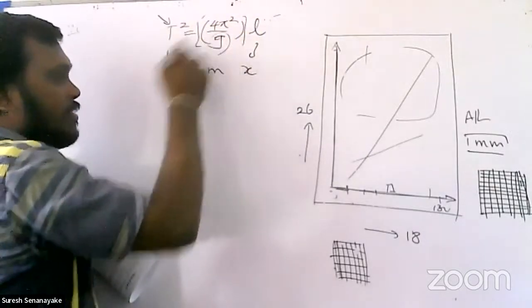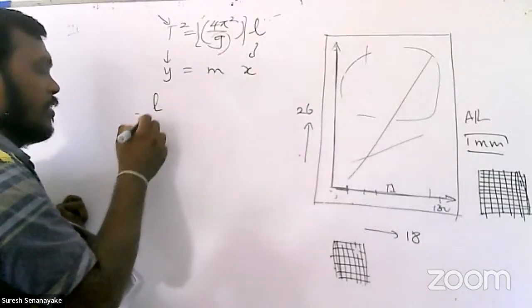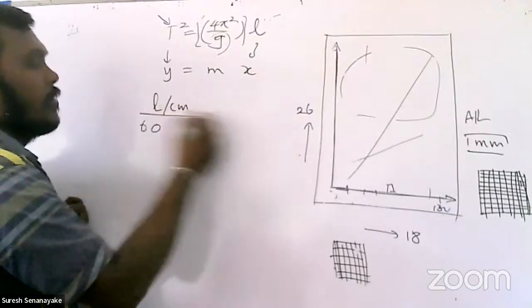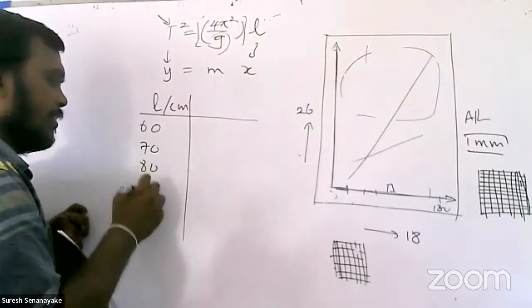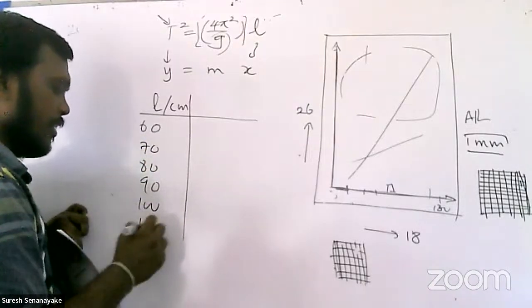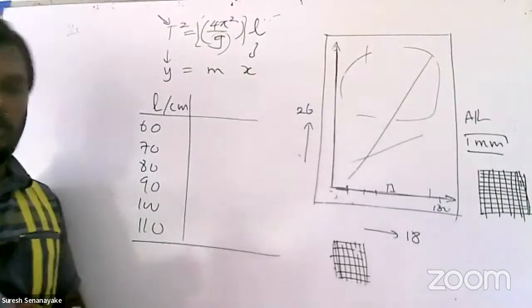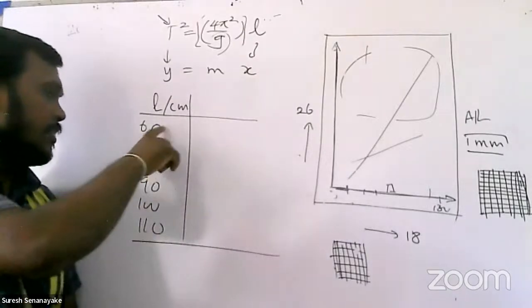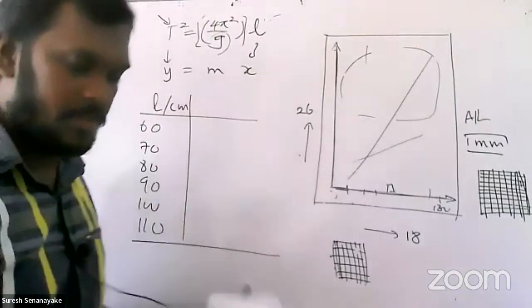So we need to find this g. And for the data range, I change L from 60 centimeters: 60, 70, 80, 90, 100 and 110. Another thing is that in the A-level examination, and after A levels also, we always consider that at least 6 readings are needed to plot the graph. Fewer than 6 is not allowed.